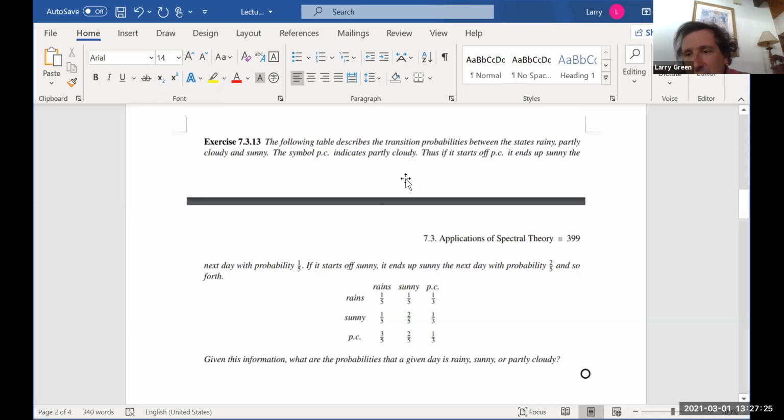Any questions on that? Okay, hopefully that means you do. And the question is, given this information, what are the probabilities that a given day is rainy, sunny, or partly cloudy? So what do we need to do?